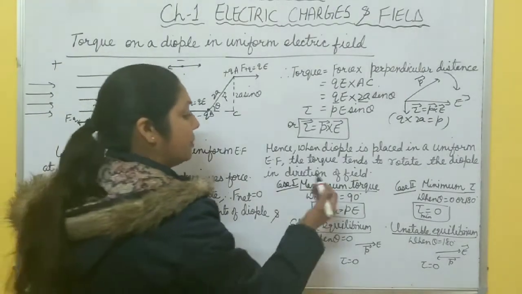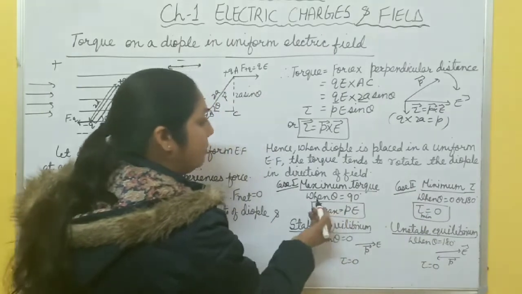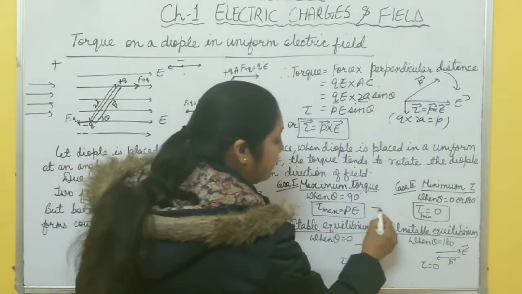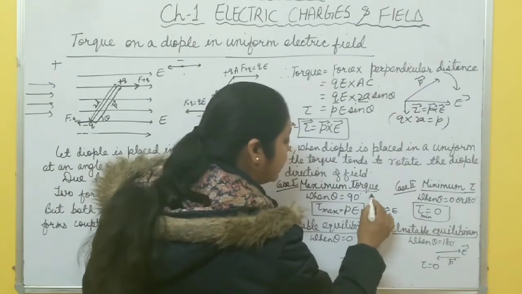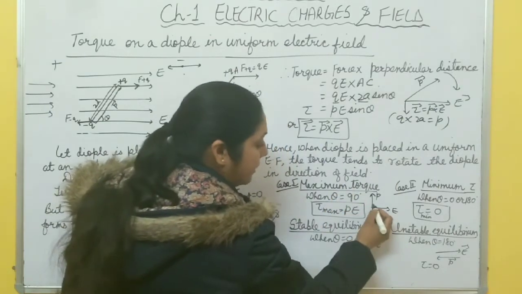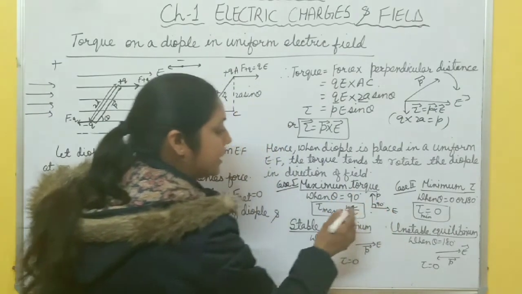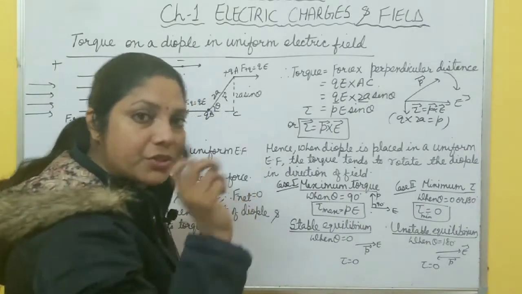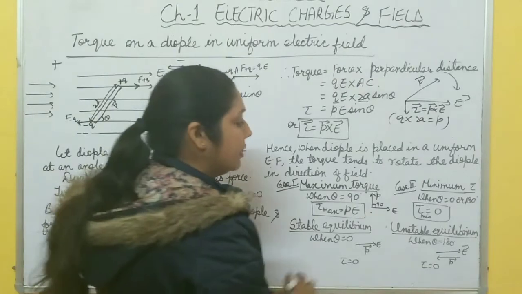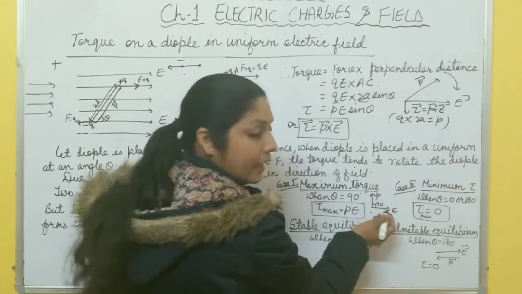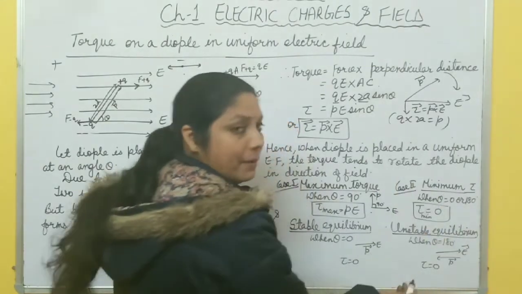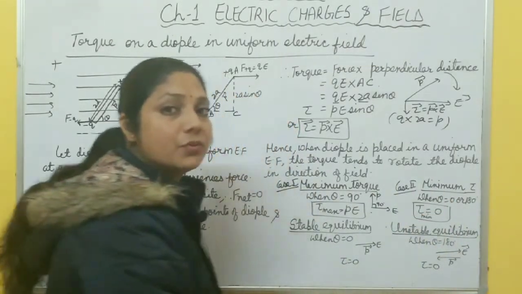Now there are 2 cases, for maximum torque and minimum torque. Maximum torque is when theta becomes 90 degrees. It means when the field is in this direction and the dipole is placed in this direction, minus q charge somewhere here, plus q charge here, the angle between them is 90 degrees, and in this case maximum torque, maximum rotational motion, is produced. That is pE. Minimum torque is when both dipole moment and electric field are in the same direction, theta is 0, or anti-parallel to each other, which means theta is 180 degrees.